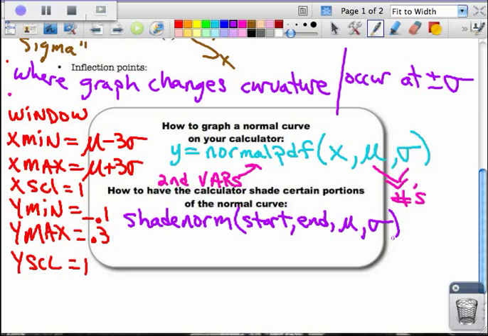And you'll also have to get to this shade normal thing after you graph. And the way that you get to that is very similar to the previous one. You do second bars and draw. So second, hit the bars button, and then the draw button.